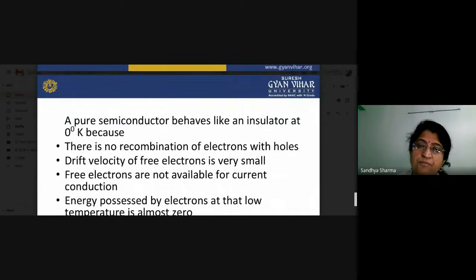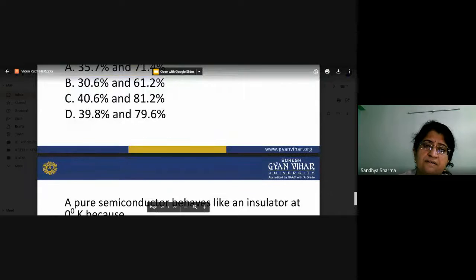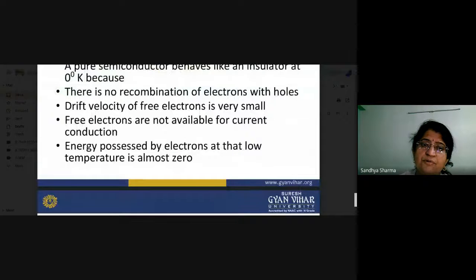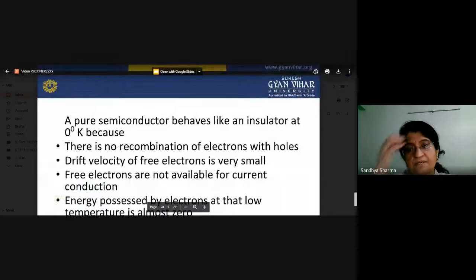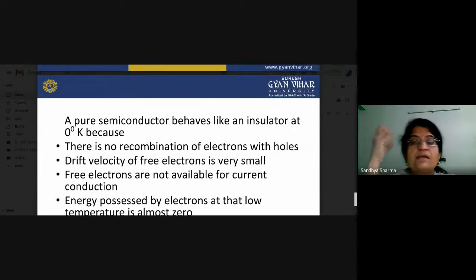Now we will see here a pure semiconductor. What will happen, and what is the role of heat? A semiconductor behaves like an insulator. There is no recombination, so that is the reason. That is the efficiency of a pure semiconductor and an impure semiconductor, because a pure semiconductor depends on temperature.